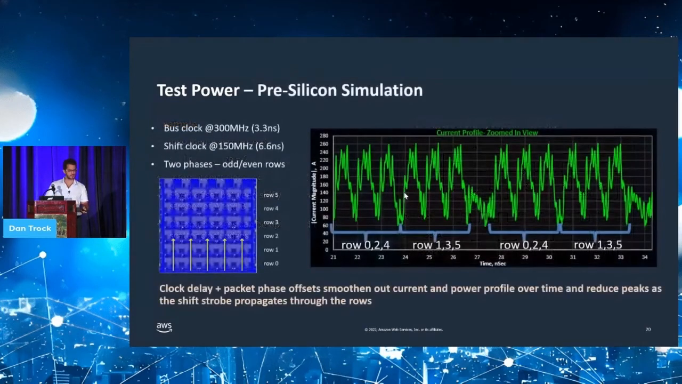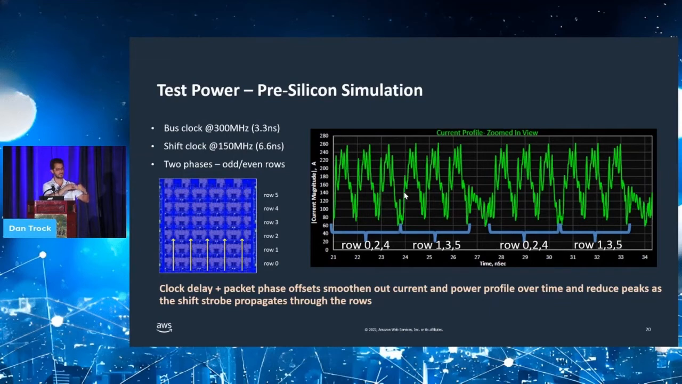Now let's see what happens in our chip. So here I will shortly explain the plot, but let's focus on the left side first. We run a bus clock at 300 megahertz, and we run the shift clock at 150 megahertz, again, because the packet size is twice the bus width. And also here, we create this situation with 2 active phases of the bus clock. And we do it in such a way that every 2 adjacent rows in this grid will never be aligned on their shift clock, okay?